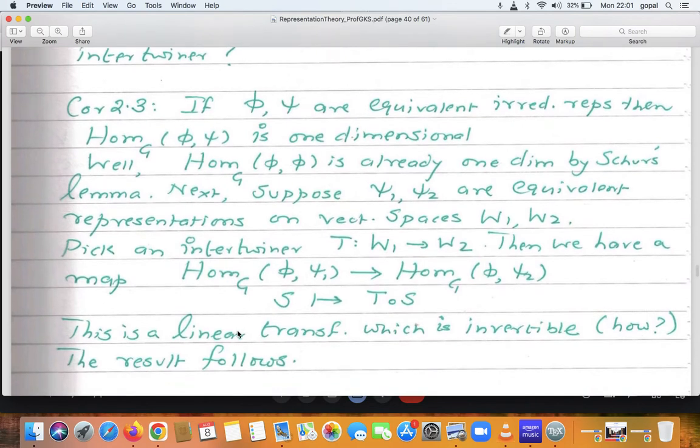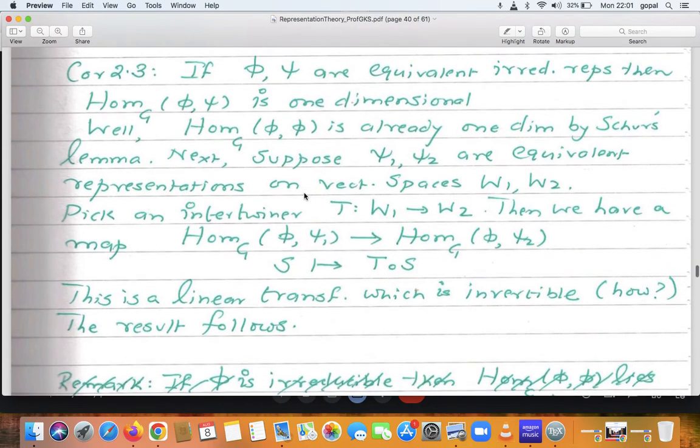If phi and psi are equivalent irreducible representations, then Hom_G(phi, psi) is one dimensional. I think I will leave out the proof. Okay, or maybe let's do it. Hom_G(phi, phi) is one dimensional by Schur's lemma.